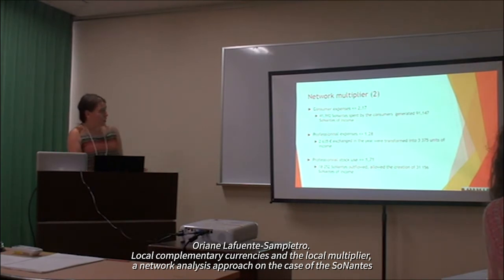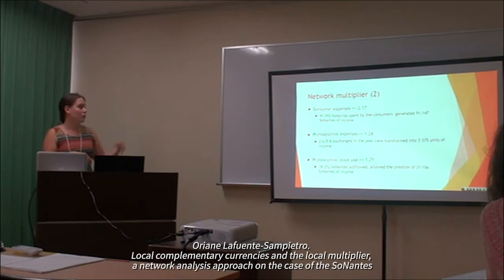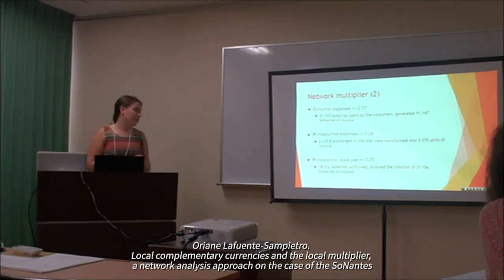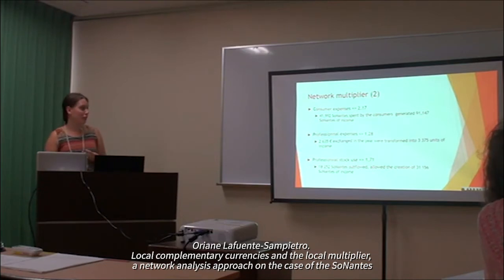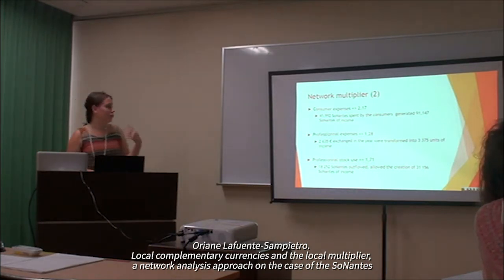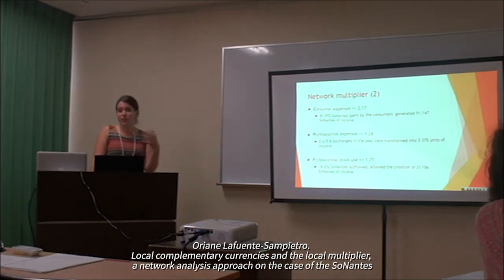So the result of this network multiplier, when I take the consumer expenses in the network, so they spent 40,000 sonants in the network in 2018, and the number of 2.17 means that it generated something like 19,000 sonants of income in this network.